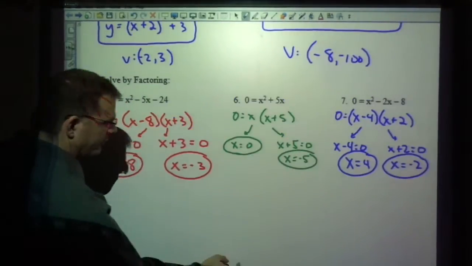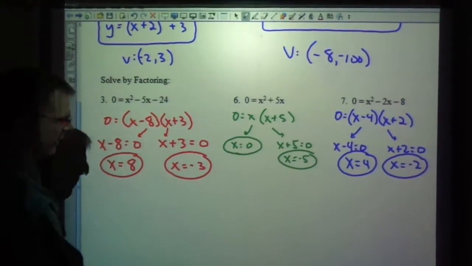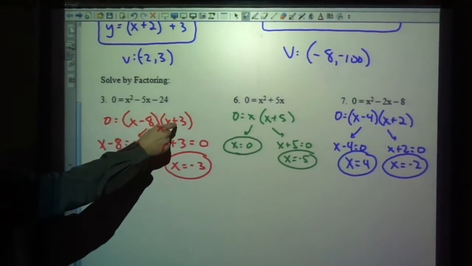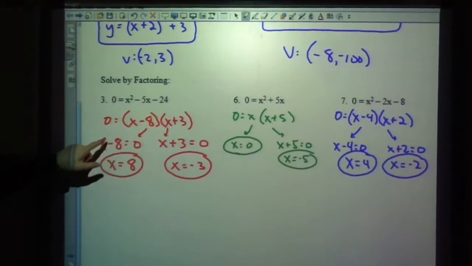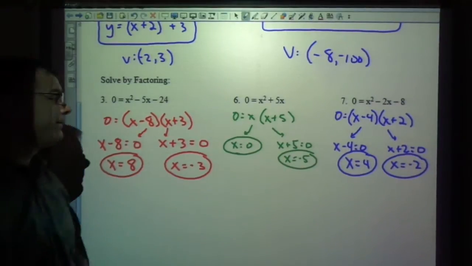Okay, solved by factoring. These are easy factoring problems. Things that multiply to be negative 24 and add up to be negative 5 are negative 8 and 3. So I have x plus minus 8, x plus 3. Zero product property says if two things are multiplied together to equal 0, one or the other must equal 0. So x has got to be 8 or negative 3.